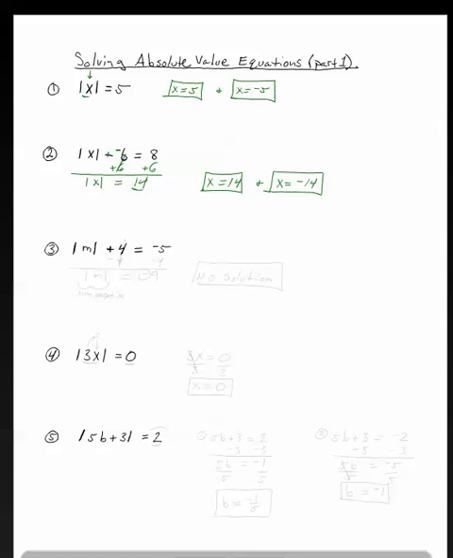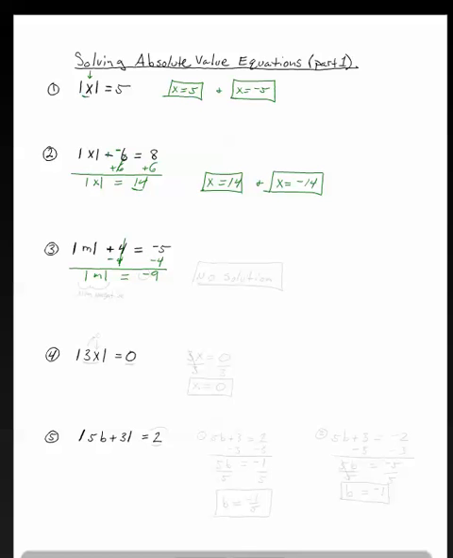For number 3, I have this 4 here. So I know I need to isolate the absolute value, which means I'm going to have to subtract 4 from both sides. 4 minus 4 is 0, so that cancels, and I have the absolute value of m equals negative 5 minus 4 is negative 9.